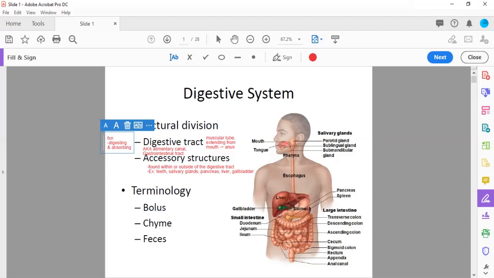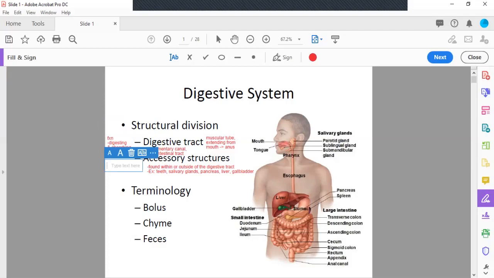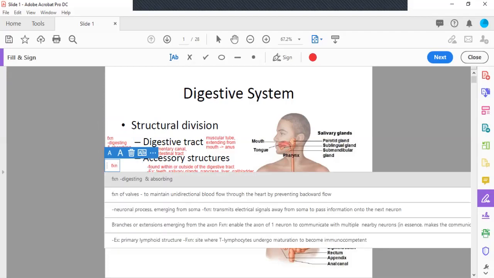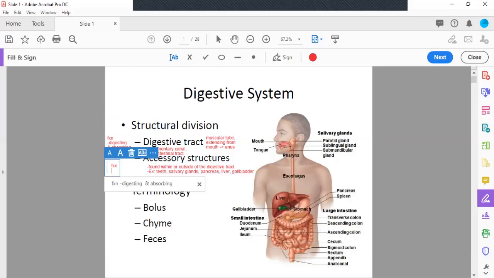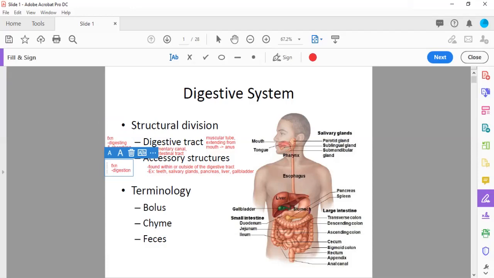Accessory structures, function-wise, produce enzymes, or they aid in digestion. So they are involved with digestion. And we'll come back to that later on.